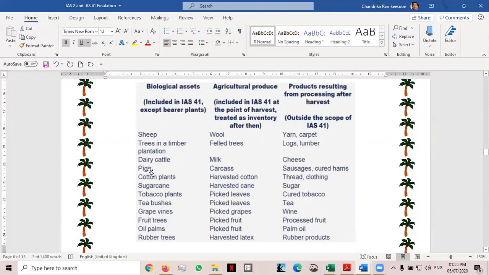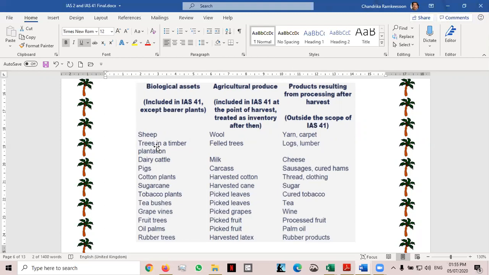Pigs are normally grown for their meat, pork, not for milk or anything like that. So the pig is a biological asset. It's similar to the tree. Now, you might be saying to yourself, but why not IAS 16? Well, because it's a living entity. I mean, it's a biological asset on the one hand.